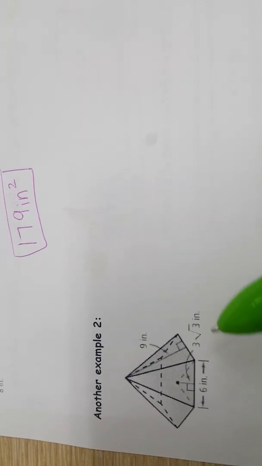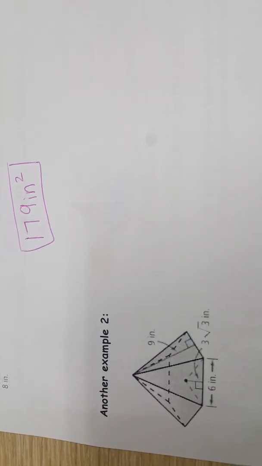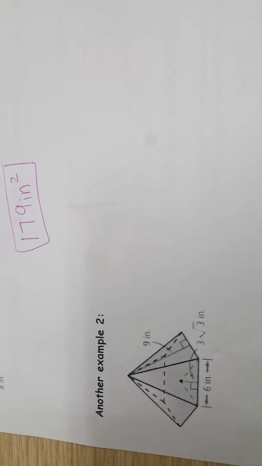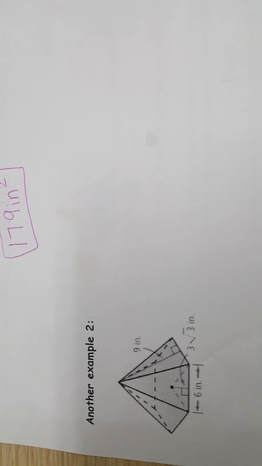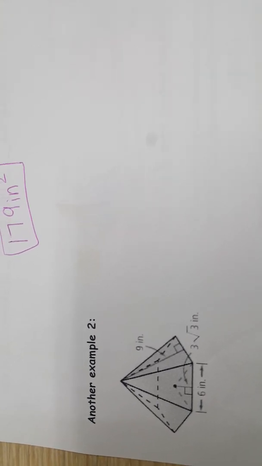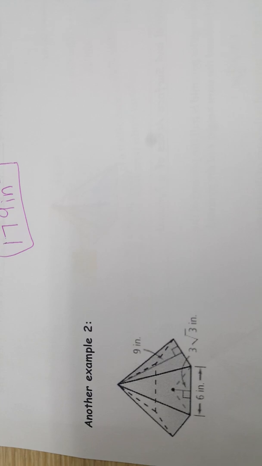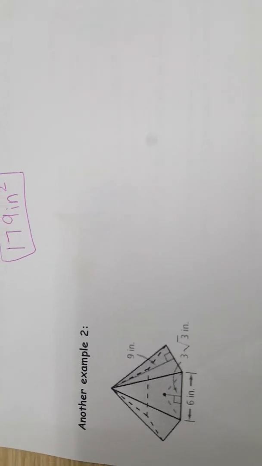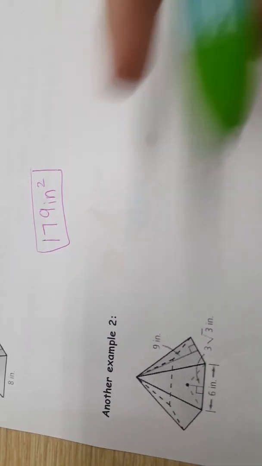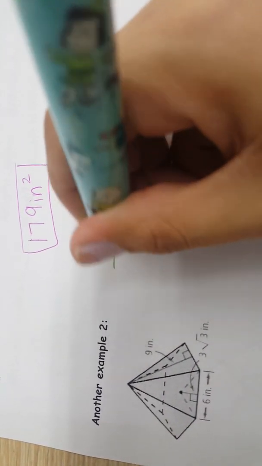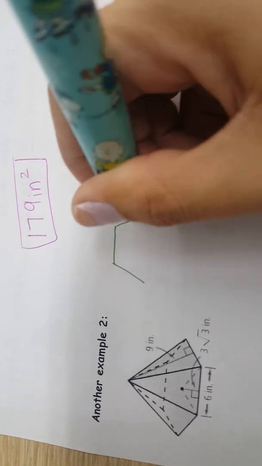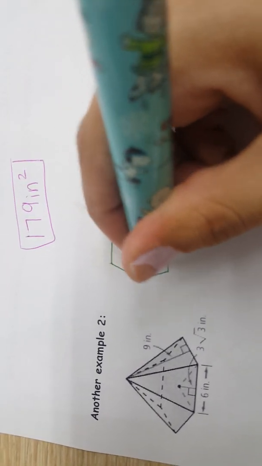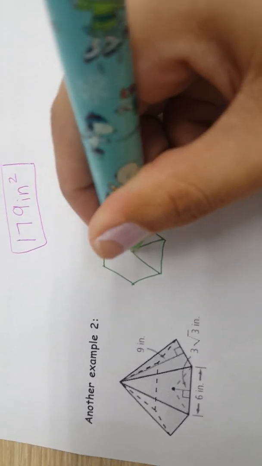This example has the base as a hexagon, so again you have to use 1/2 the apothem times the perimeter for the area of the base. Pause this video and attempt this problem before continuing and checking the answer. Okay, now if you're going to solve this problem, my base is a hexagon.